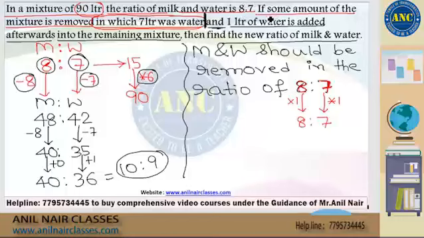Milk and water are removed in some quantity. In what ratio should they be removed? They should also be removed in the ratio of 8:7. So 8:7 means according to the ratio 8 milk is removed, 7 water is removed. The question also says 7 water is removed. Suppose the question is saying 14 liters of water is removed, just an example. Then 7 into 2 is 14, 8 into 2 is 16. I believe that you are able to understand this beautiful way of problem solving. Next question.